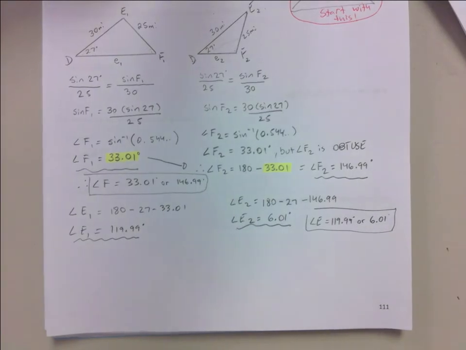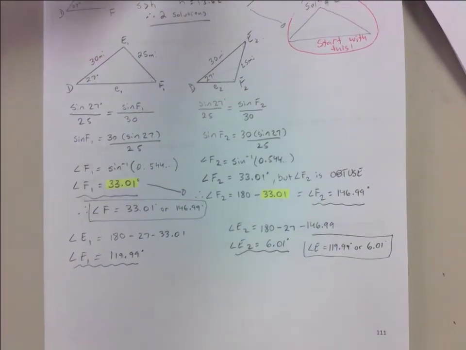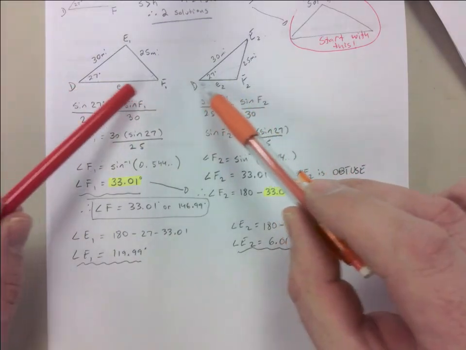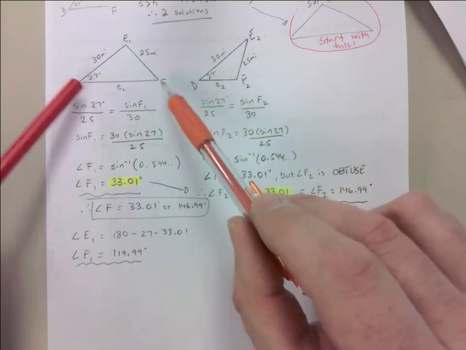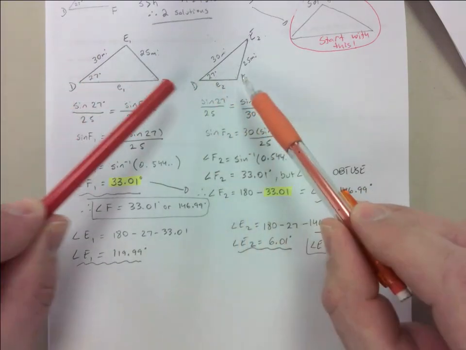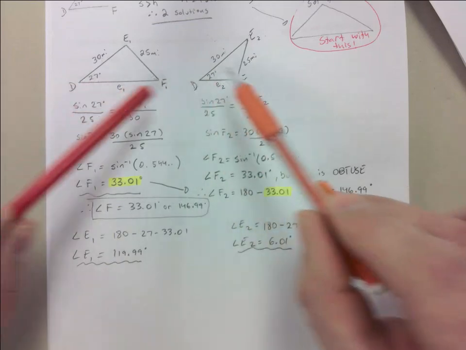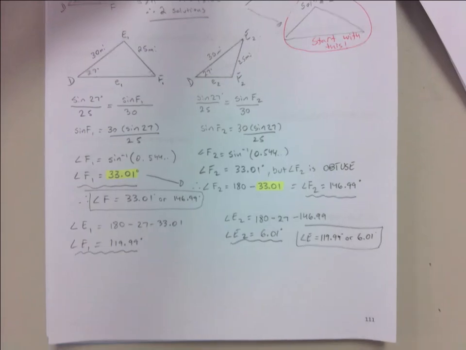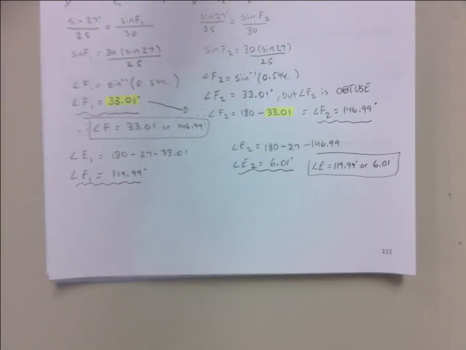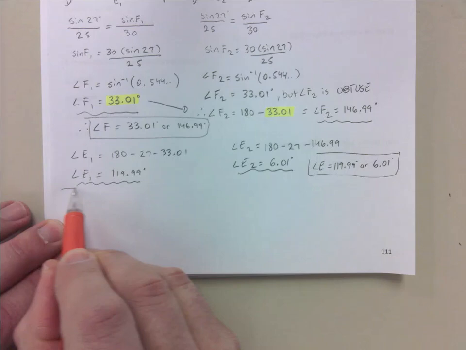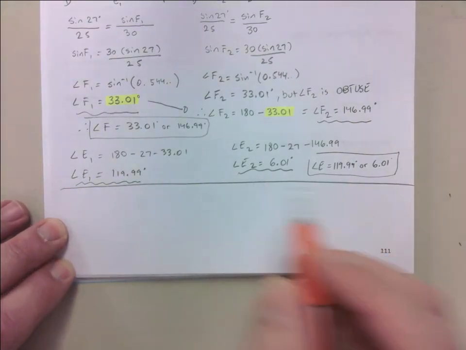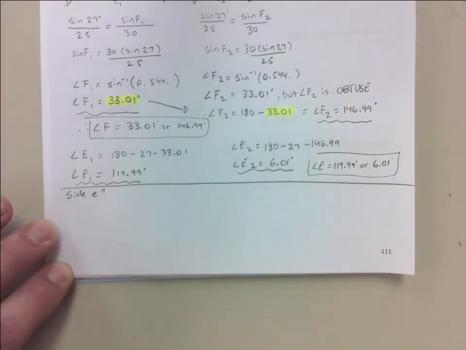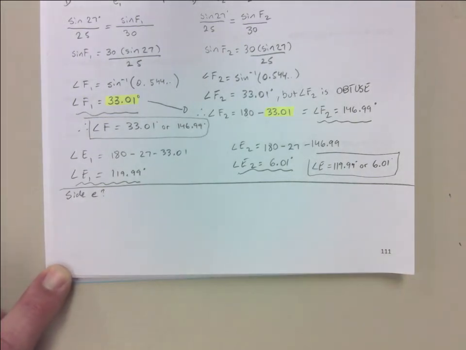But what about if the question asked you, and you hope this one doesn't come your way, but what if the question asked, what's this side here? What's side E? You've got an option here. You've got an option there. You've got the long and the short side. I'm going to say this. Let's cut this here. Side E, question mark.